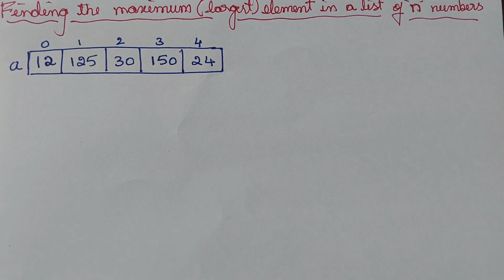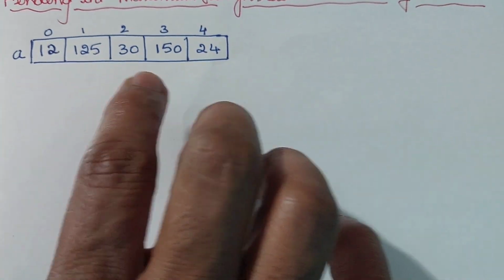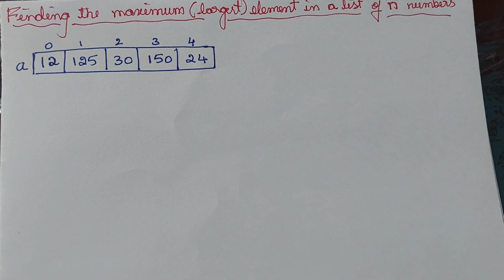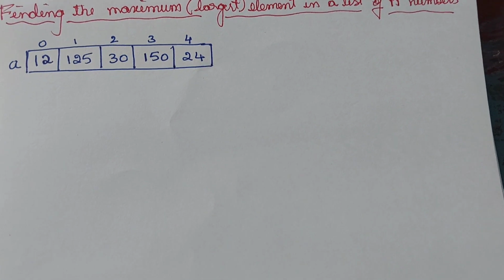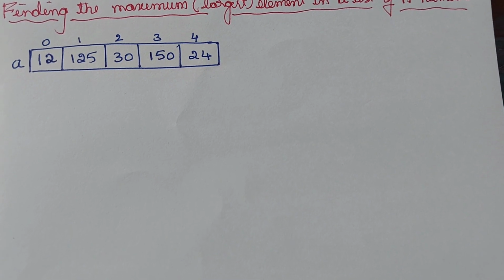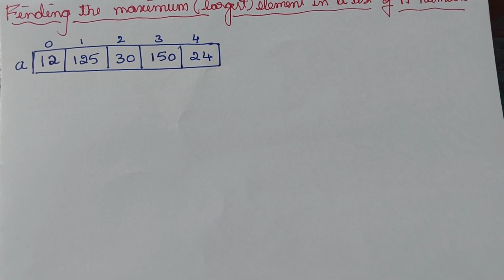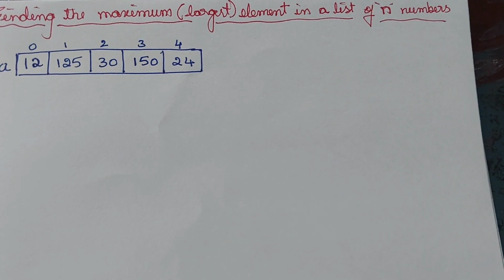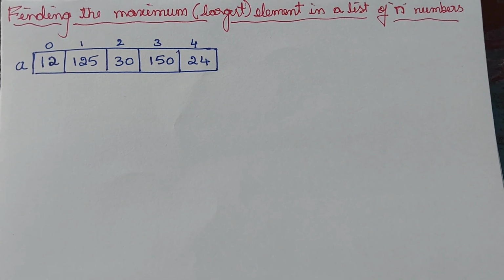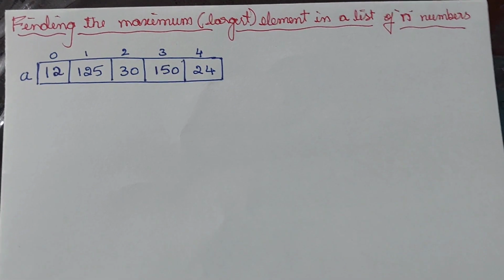Assume the given array has 5 elements: 12, 125, 30, 150 and 24. In that we need to identify the maximum. If I ask you which is the maximum among these, it is very easy, everybody will tell 150. We can see and tell, but how can the processor see? Does the processor have any eyes? No. The CPU or processor system cannot see, but still it has to find that.